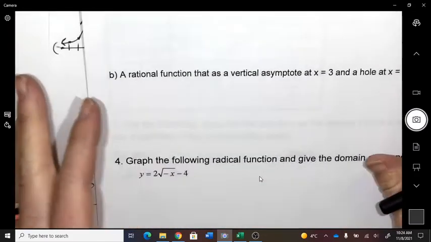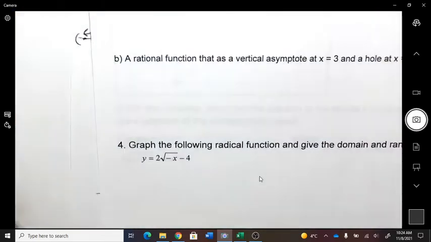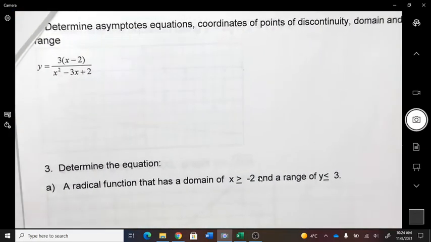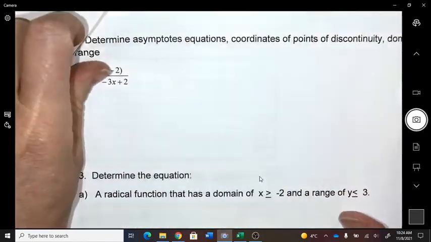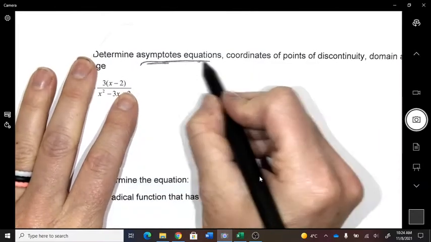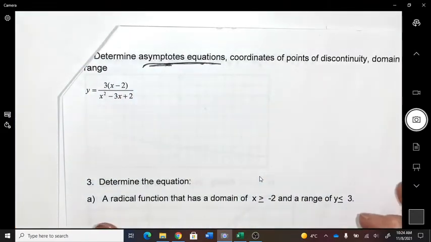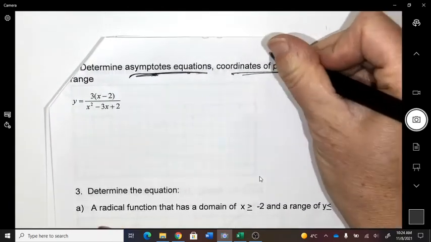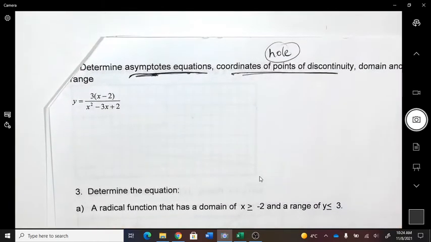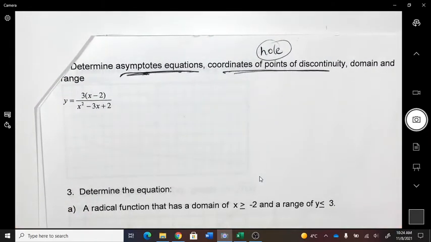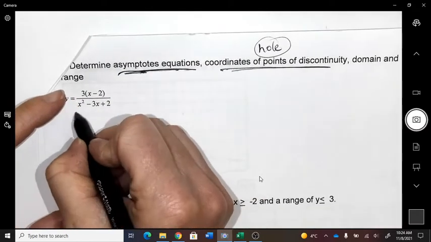Okay. Give me everything about this graph. All asymptotes and equations of them. Points of discontinuity, aka if there's a hole. And domain and range. Okay, ready? I'm going to factor this bottom part here.